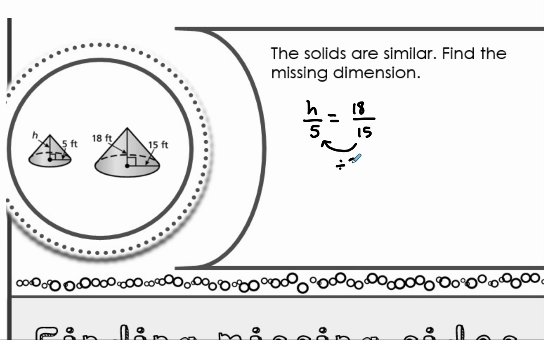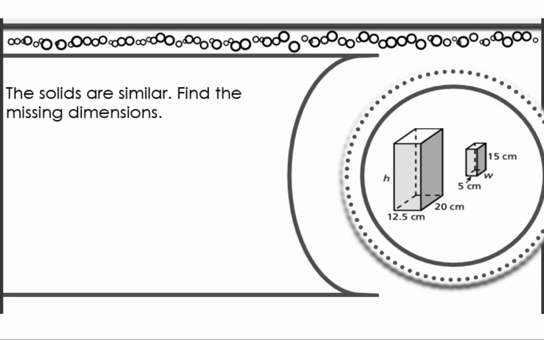15 divided by 3 equals 5. So I can do 18 divided by 3 to get h, and h is going to equal 6. I do need a label. My label on this one's going to be feet. Okay, go ahead and pause the video and try this one on your own.